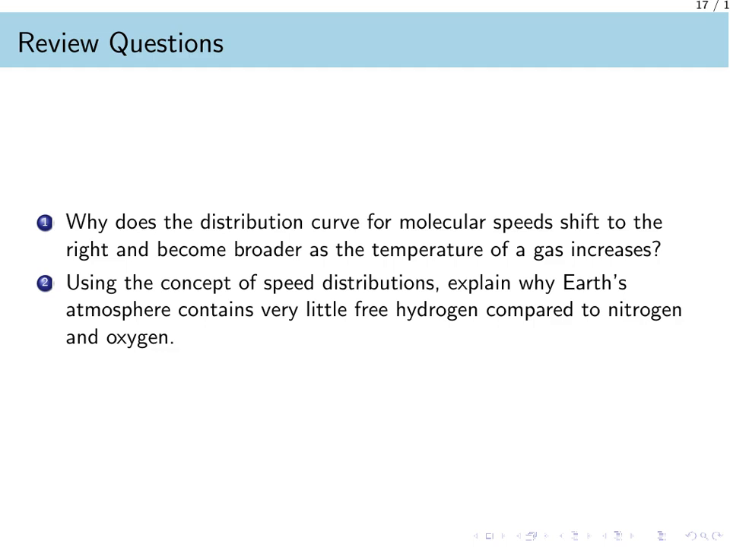To wrap up, consider these review questions to test your understanding. First, can you explain why the molecular speed distribution curve shifts to the right and flattens out as the temperature of a gas increases? Think about what happens to the energy of the particles. Second, using the concepts of speed distribution we discussed, explain why the Earth's atmosphere is mostly nitrogen and oxygen with very little free hydrogen. Consider the relationship between molecular mass, speed, and the ability to escape a planet's gravity.